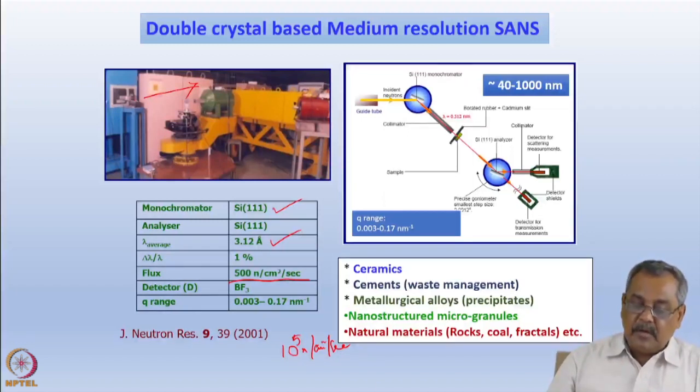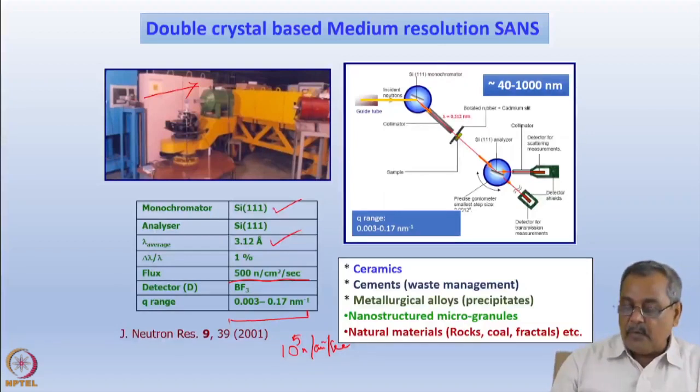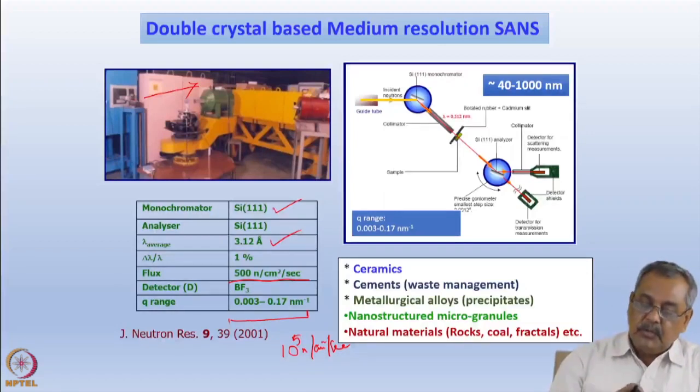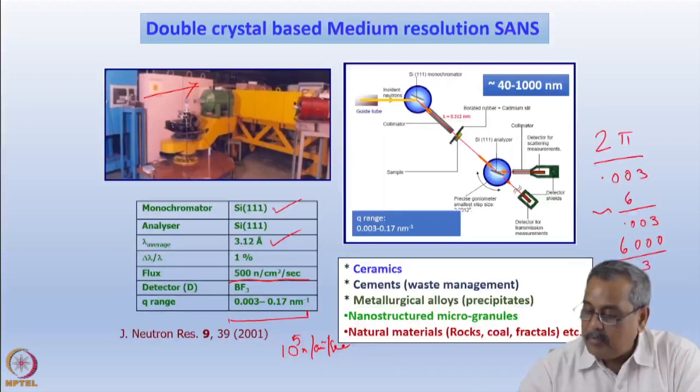There is a BF3 detector, and the Q range is something you need to see. It is 0.003 to 0.17 nanometer inverse. So if I consider 2π by 0.003, it can see much larger objects. This is the Q minimum that you can reach, and 2π by 0.003 will be around 6 divided by 0.003. So 6, 1, 2, 3 by 3. So you can see things which are around 200 nanometers large.